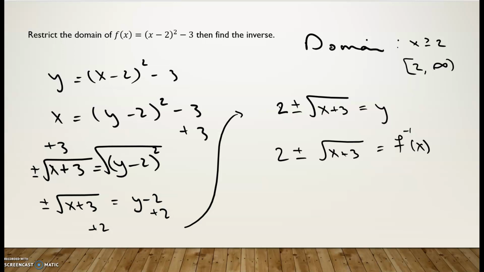Now, what we have here is a plus or minus, and we've restricted the domain to be x greater than or equal to 2. Okay, so what we need to do is take the positive version of this. So 2 plus the square root of x plus 3 is equal to the inverse function.